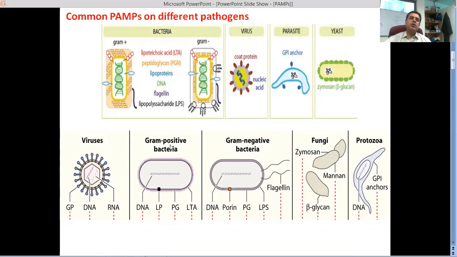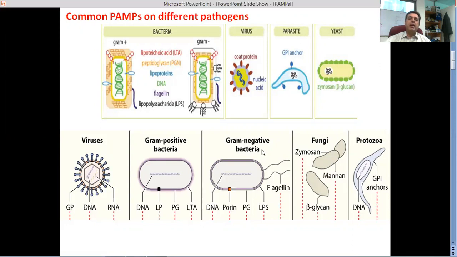Similar is the case with gram-positive bacteria. For instance, on gram-positive bacteria, you can find a number of PAMPs, like the DNA, which is present inside these bacteria. Similarly, the lipopolysaccharide, which is present on the surface of these walls, also is a PAMP. Similarly, the proteoglycans present on the surface are also PAMPs. LTA is also a PAMP.